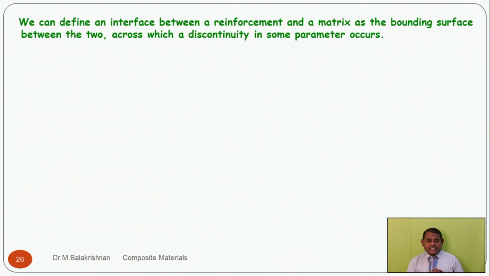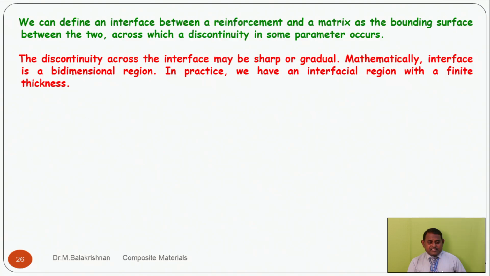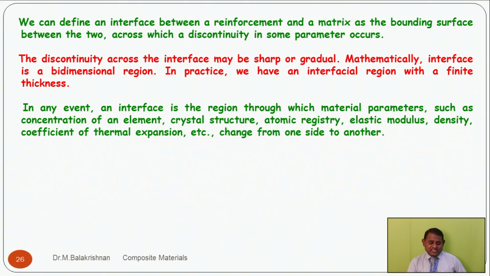And we can define an interface between the reinforcement and the matrix as a bounding surface between the two, across which some parameters change discontinuously. Yes, we have a matrix and we have a reinforcement. In between there is a phase called the interface, and the discontinuity across the interface may be sharp or gradual. Mathematically, the interface is a two-dimensional region because it has both length and breadth, but thickness can be eliminated because it is very small in dimension. In practice, we have an interfacial region with finite thickness. The thickness also has to be considered.